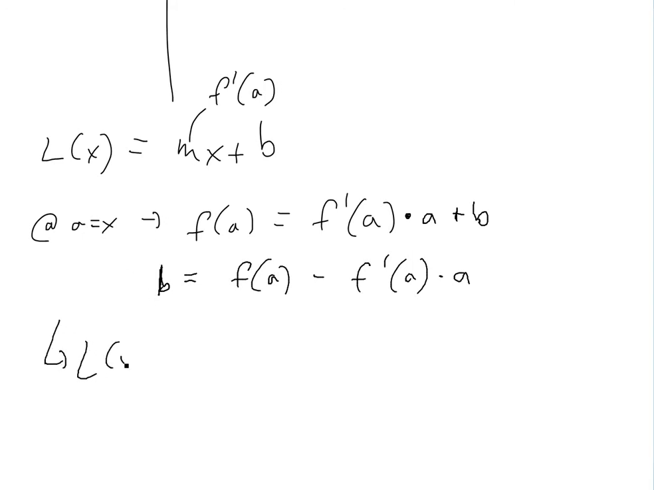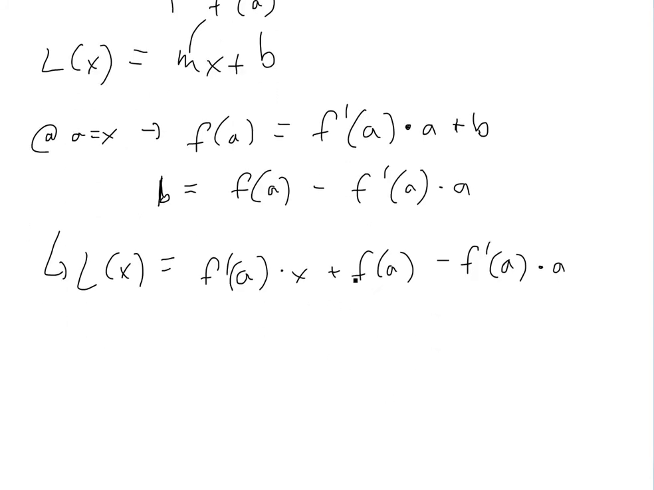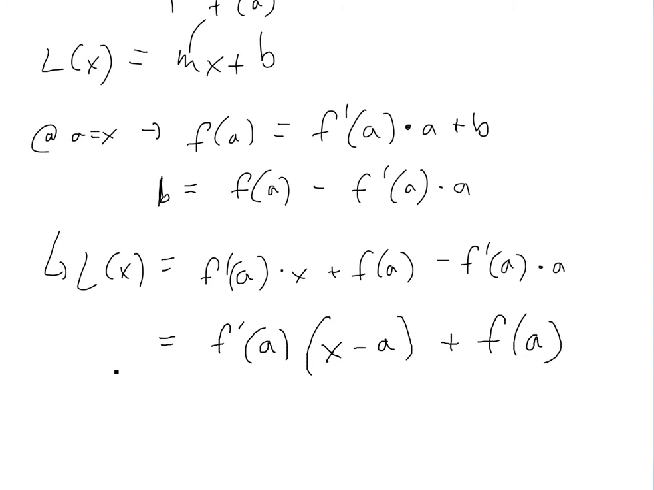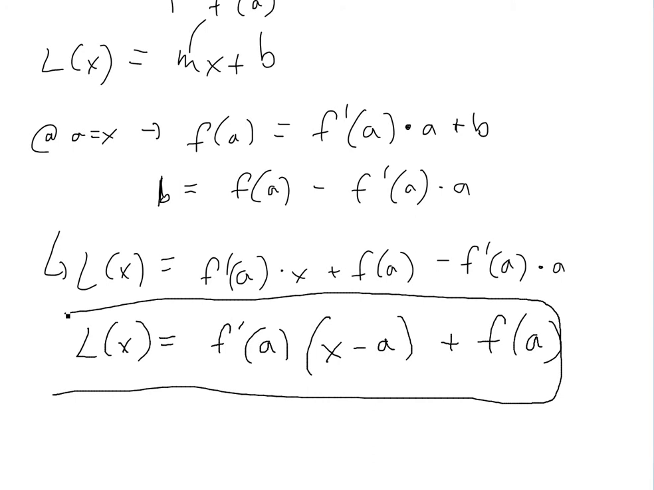We get L of x is equal to f prime of a times x, then plug in b, so plus f of a minus f prime of a times a. Then collect the like terms, in this case f prime of a, so we get f prime of a times x minus a, plus f of a. So this is our linear approximation right here.